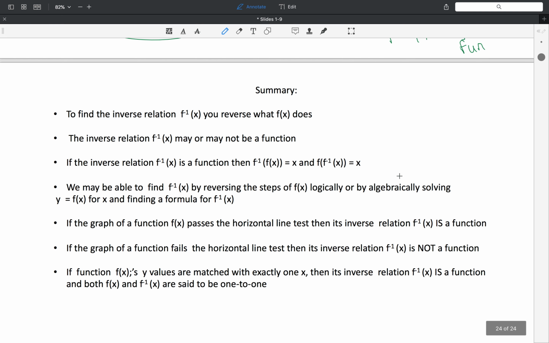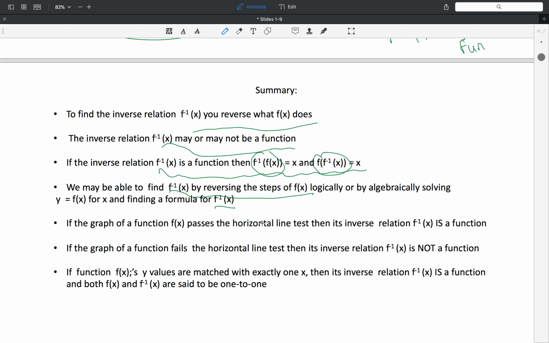Okay, so to summarize, to define the inverse relation, you reverse what f of x does. The inverse relation may or may not be a function. If the inverse relation is a function, then we can test our formula by composing the inverse with f. We're always going to get x. We may be able to find the inverse of f of x by reversing the steps logically or by algebraically solving y equals f of x for x and then finding the formula for that.